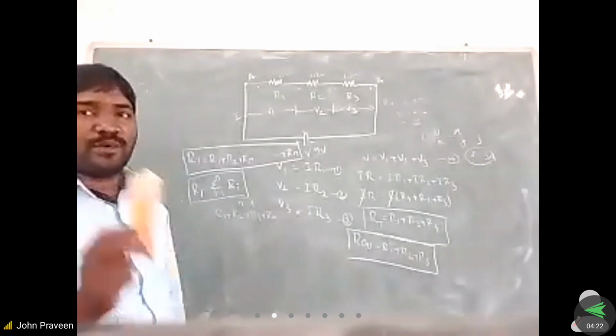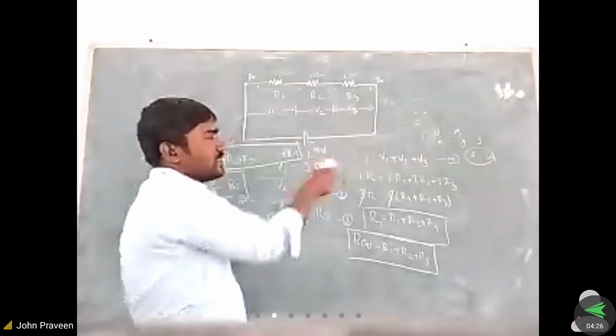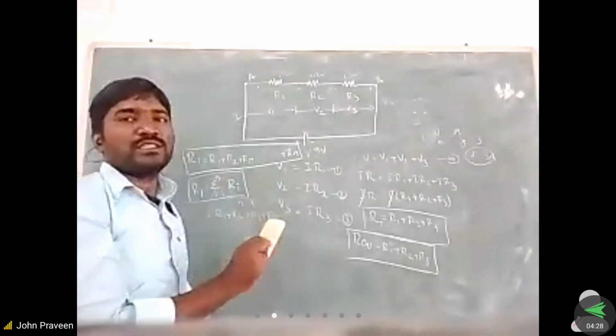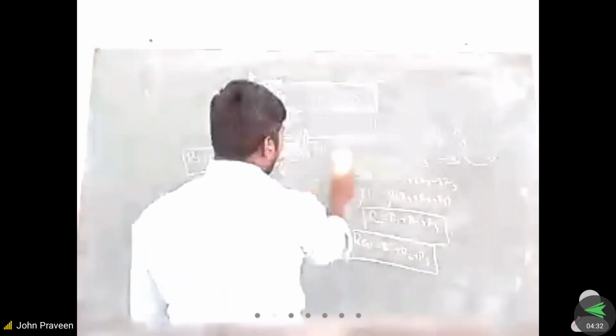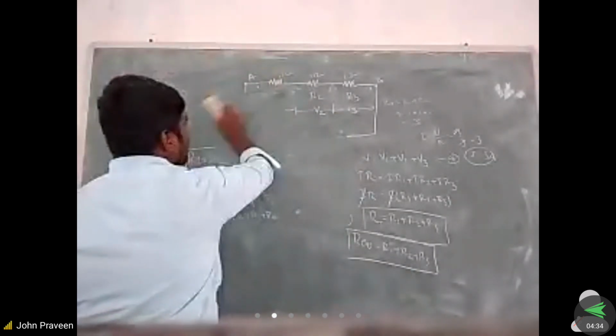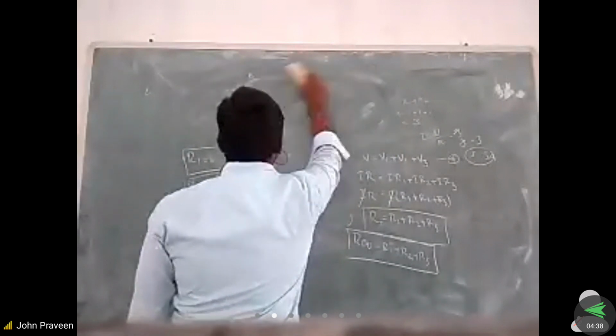One of the most important points in series circuit, the current is always constant. The voltage is divisible. So these rules you should remember while we are calculating the series circuit as well as the parallel circuits.